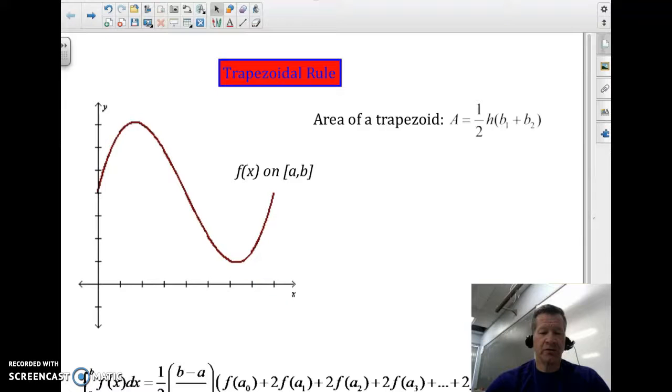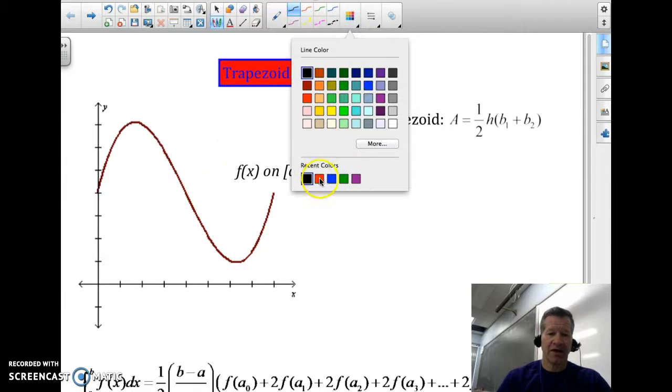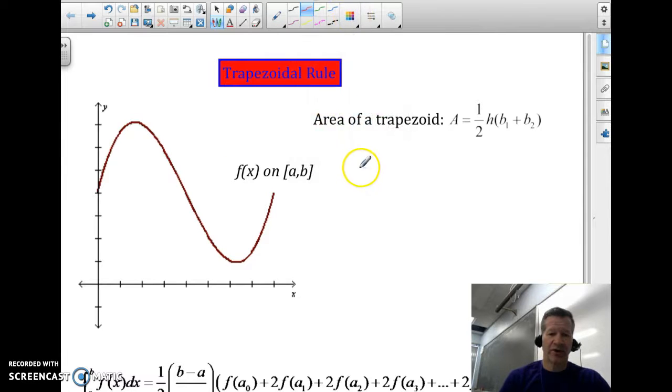The trapezoidal rule is another method that we can use to estimate the value of an integral, which we know is the area between a function and the x-axis on a given interval. Let's say I have this function right here, f of x, on the closed interval from a to b. And what I want to do is approximate the value of the integral of f of x with respect to x from a to b.